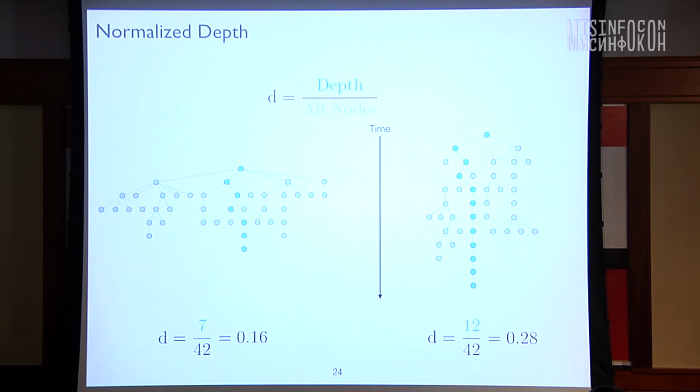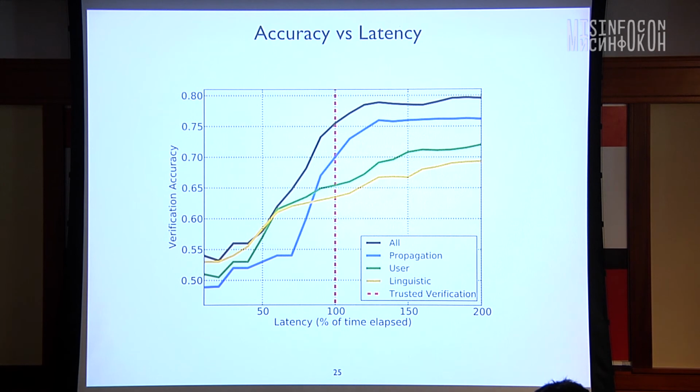But the one on the right went much deeper in the follower network, and that usually points to the rumor being false. So these are just two example features. My tool uses 27 total features to predict the veracity of rumors, and I just want to give you two examples of what you could potentially do automatically. Here's how my system performed.